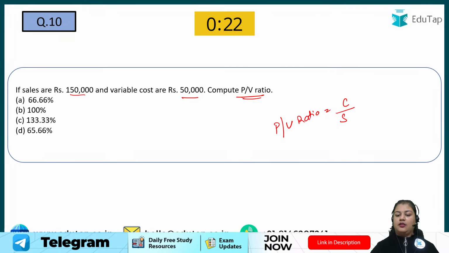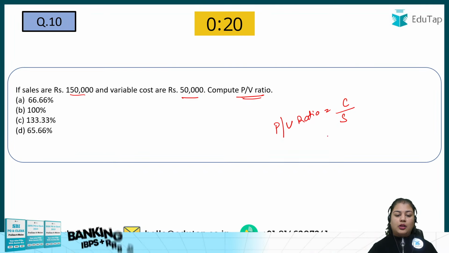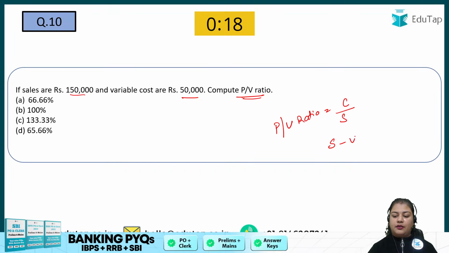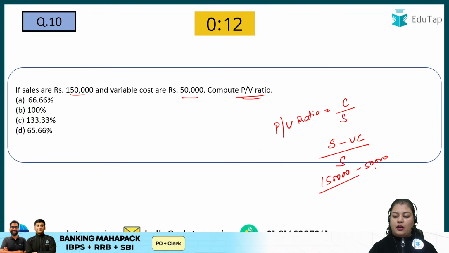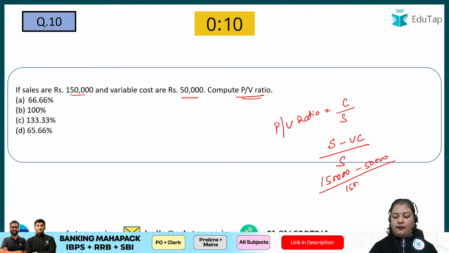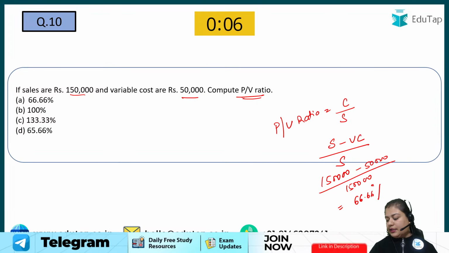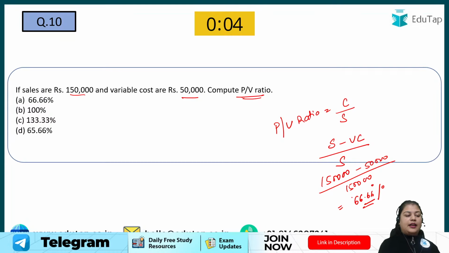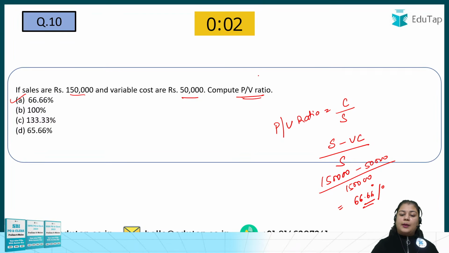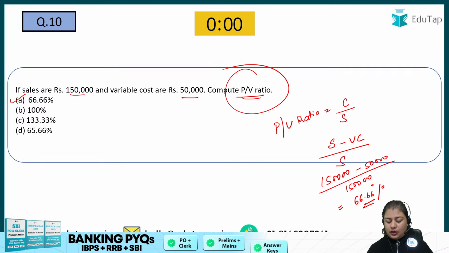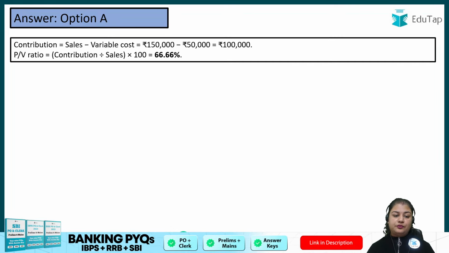Very, very easy. It is contribution upon sales. Contribution will be calculated as sales minus variable cost, upon sales. So that will be 1,50,000 minus 50,000 upon the sales, that is 1,50,000. So it will be 66.66%. Everybody has answered it very correctly and I'm so proud of you. And this type of question I can expect in the exams also, at least in phase 1.